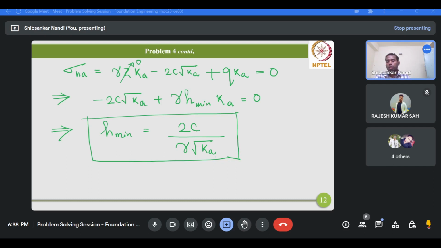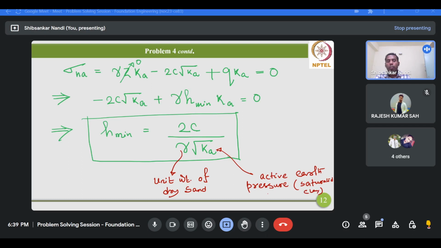So this is the expression. Now please keep in mind that this gamma is the unit weight of sand. However, this Ka is the active earth pressure coefficient for the saturated clay. We are determining the active earth pressure distribution in the saturated clay portion. This is the active earth pressure.